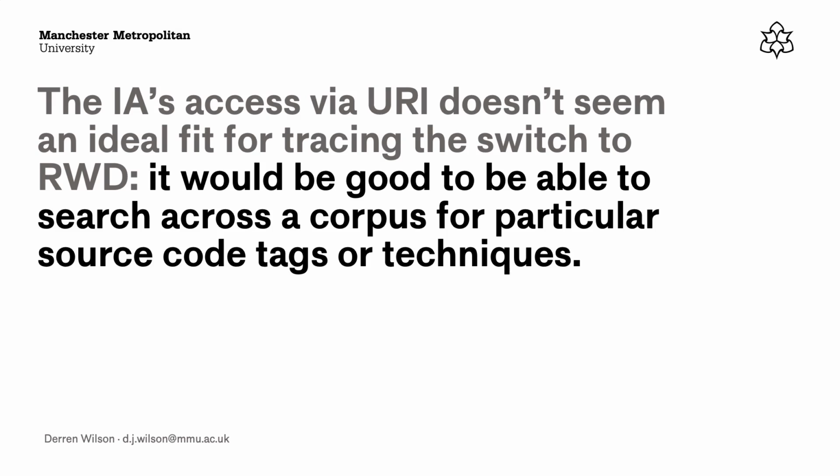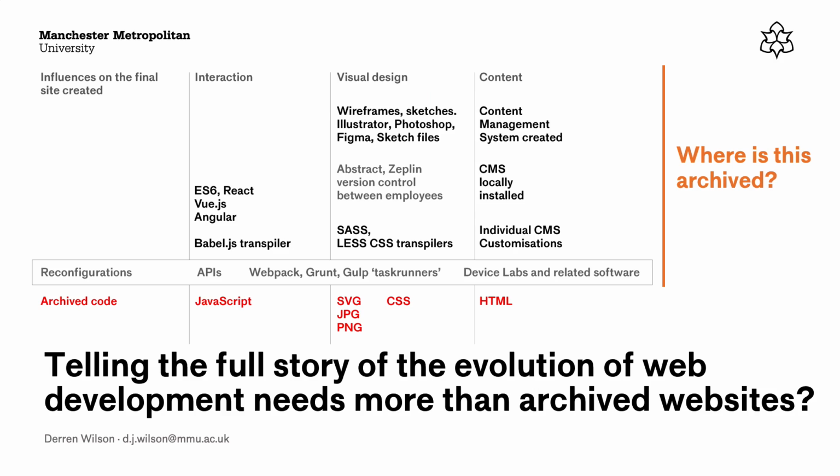The Internet Archive's access via URI isn't necessarily an ideal fit for chasing the switch to responsive web design. It'd be good to be able to search across an entire corpus of websites for particular source code tags or techniques. So that's something that I'm trying to work on with other colleagues about how we could possibly do that.